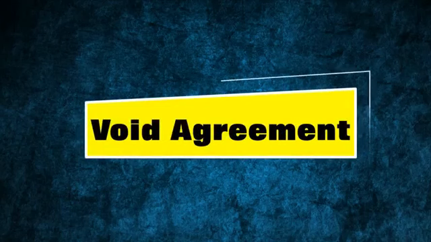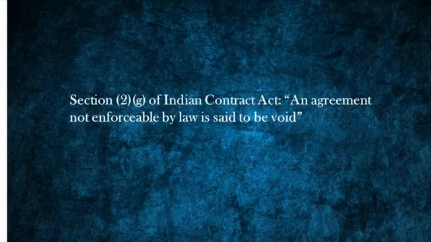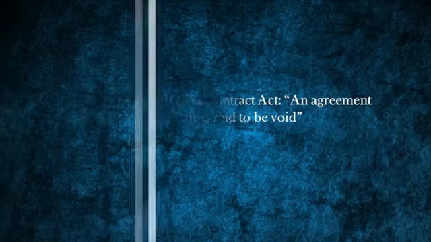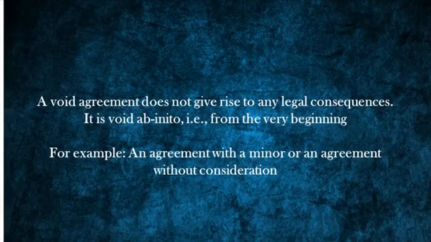The first type of contract is void agreement. Section 2(g) of the Indian Contract Act states that an agreement not enforceable by law is said to be void. A void agreement does not give rise to any legal consequences. It is void ab initio, that is, void from the very beginning. For example, an agreement with a minor is void, or an agreement without consideration is void.